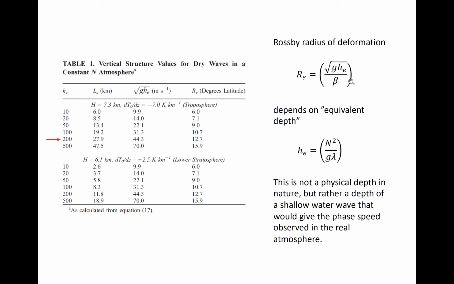This distance depends on a quantity we will call the equivalent depth. This quantity is related to the stability of the atmosphere and the vertical wavelength of the diabatic forcing, or just the vertical wavelength of the wave structure. Equivalent depth corresponds to the depth that a shallow water gravity wave would need to give a phase speed of root gH that matches the observed phase speed in nature. And so here's the root gH in this table up here. We'll get to that in a moment. It is only a theoretical depth in our shallow water model of equatorial waves and does not correspond to any actual physical depth in nature.